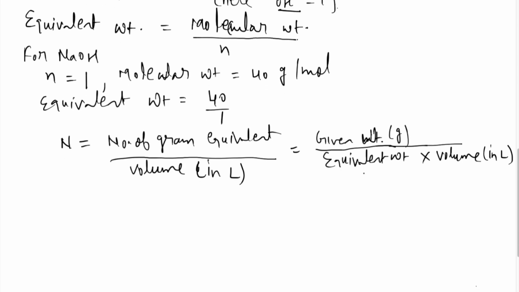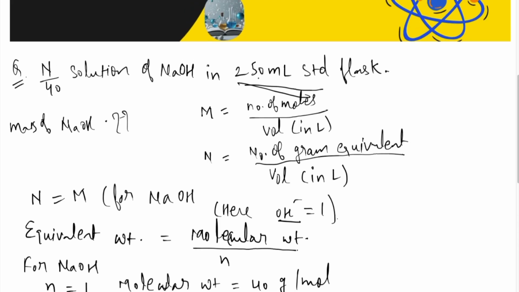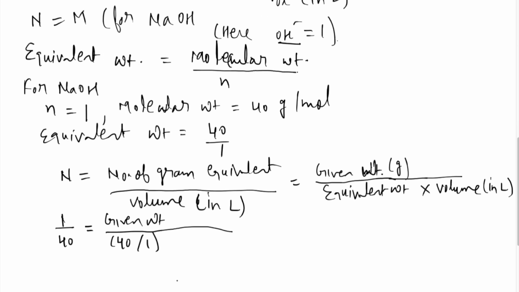Okay. So we can put all the values. Here we know that normality is 1 by 40. Given weight we are supposed to calculate, divided by equivalent weight we have already calculated, 40 divided by 1, and the volume as per the question we are supposed to make in 250 ml solution, total volume. So it will be 250. Now since this is in ml and we are supposed to do it in liter, we need to convert into liter by dividing by 1000.